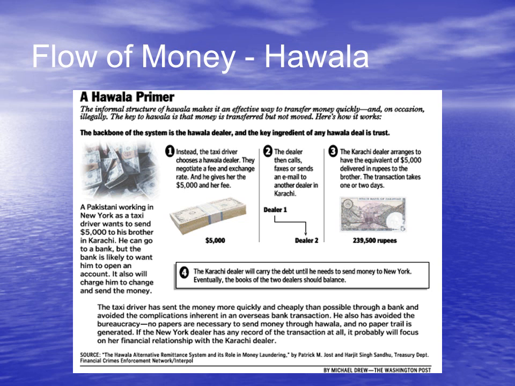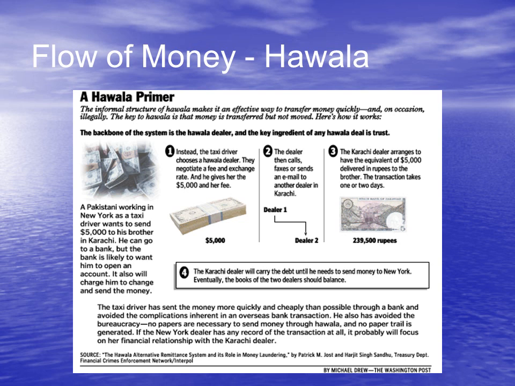In the meantime, the two hawaladars, the two dealers, work out an arrangement as to how the individual in Pakistan will ultimately get his $5,000 back from the hawala dealer in New York. They can work that out. It could be something down the road. It's an informal arrangement that they'll abide by. It's built on trust, but they have probably worked together before, so they keep a running tab on what each one owes.